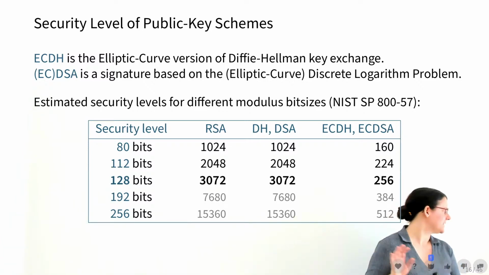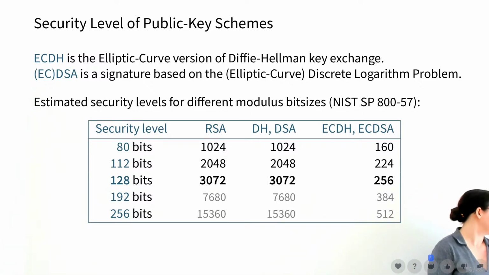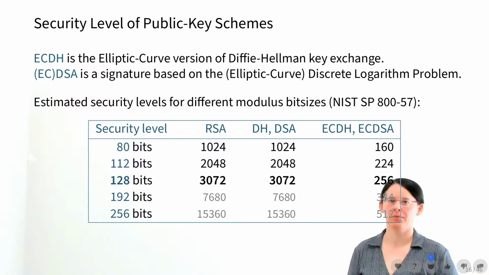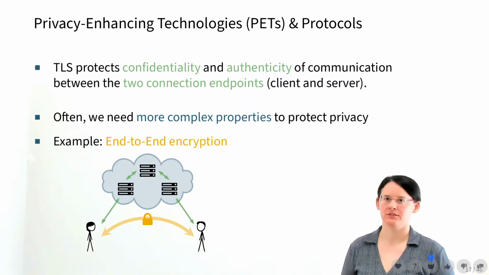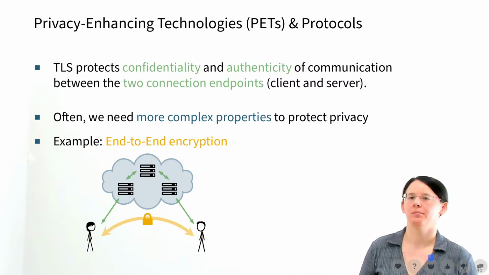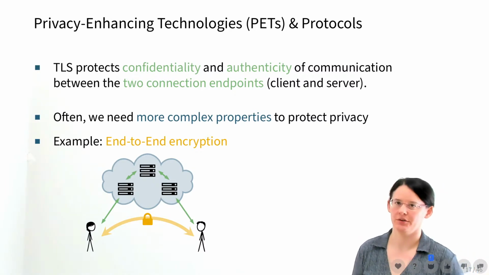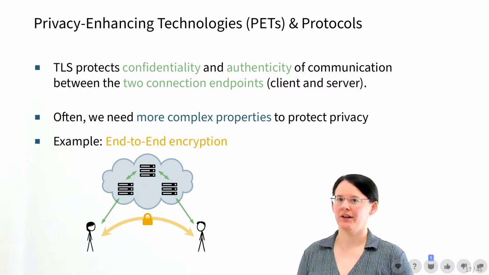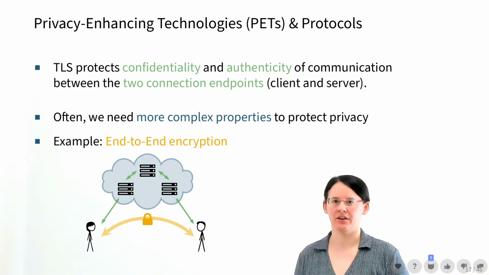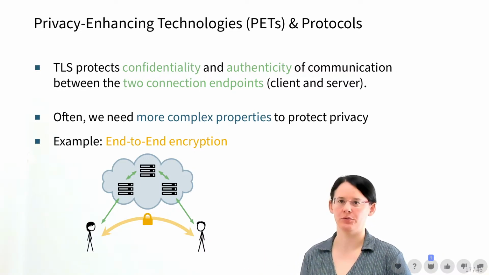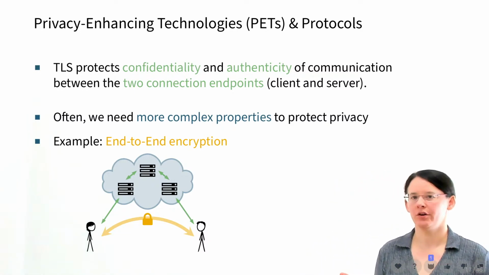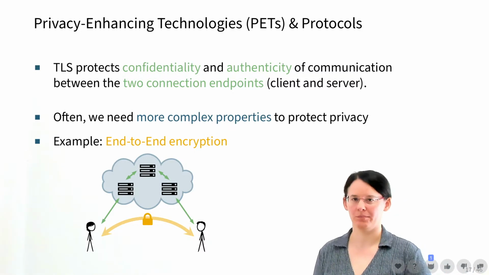Okay, so that's now everything I wanted to say about TLS and comparable protocols. Now let's look at some different scenarios, for example, in privacy. So when you care about privacy enhancing technologies or protocols. Because the issue of what we've seen so far is TLS is great at protecting the confidentiality and authenticity of communication between two connection endpoints, client and a server. But often you want something more complicated.